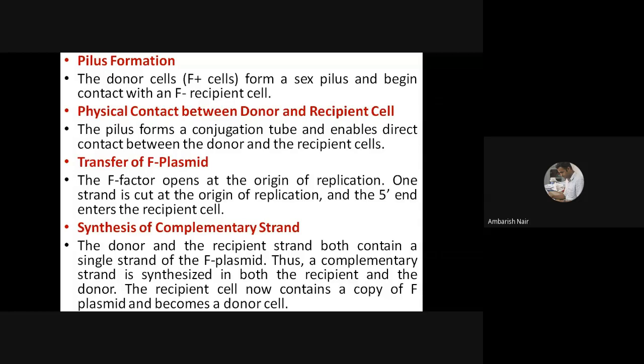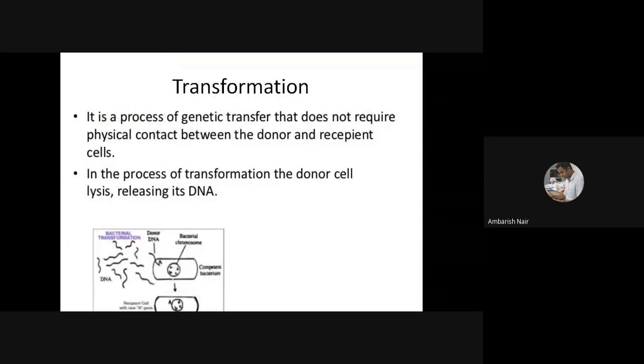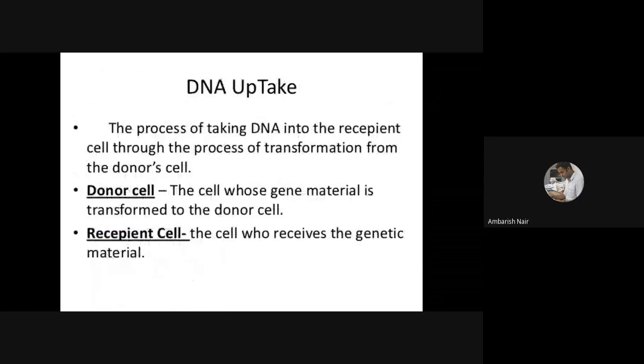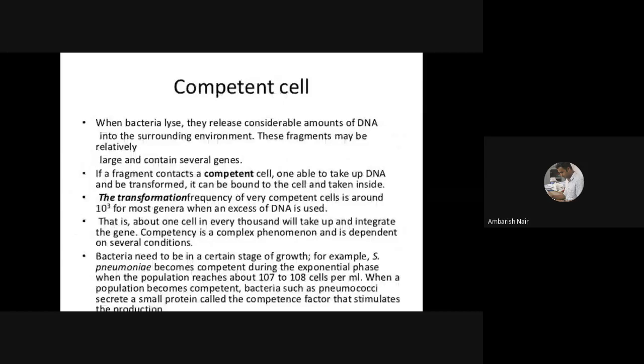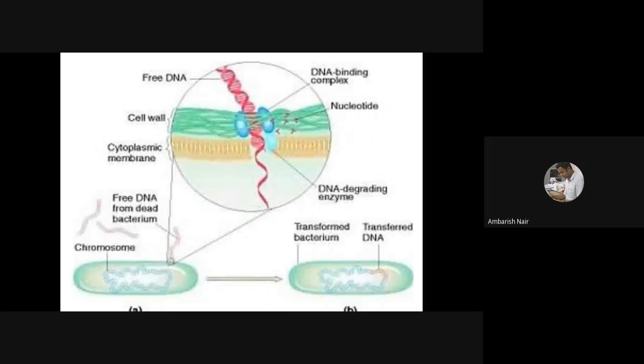Now, next thing is transformation. So transformation is a process of horizontal gene transfer. The process of transferring genes without any physical contact. So the donor will release the DNA that will be taken up by the recipient cell based on its competence. So if a cell is competent, it will take up. Natural competency depends on environmental condition or growth phase. So how will it take up? There will be receptors on the surface of the recipient cells. It will bind that DNA. One strand is allowed to go inside. The second strand is broken down.